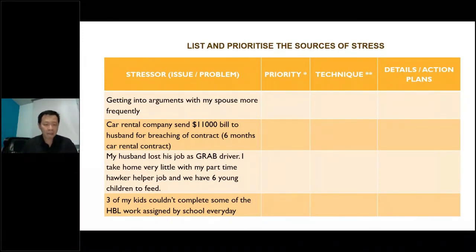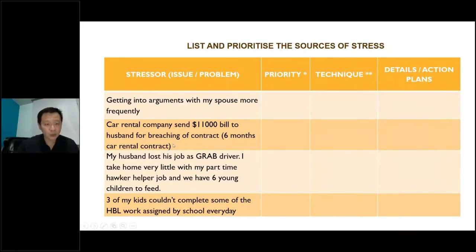So we're helping them. When I talked to her about the stress she's going through, I actually used this table, this stress management plan. I listed with her what some of the things causing her stress are. I listed down four. She said there were more than four, but I just captured the four.